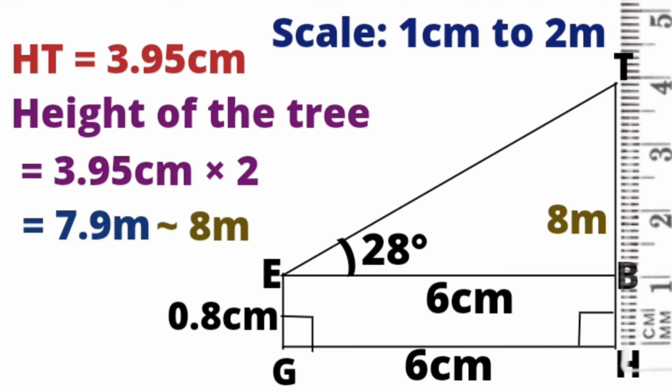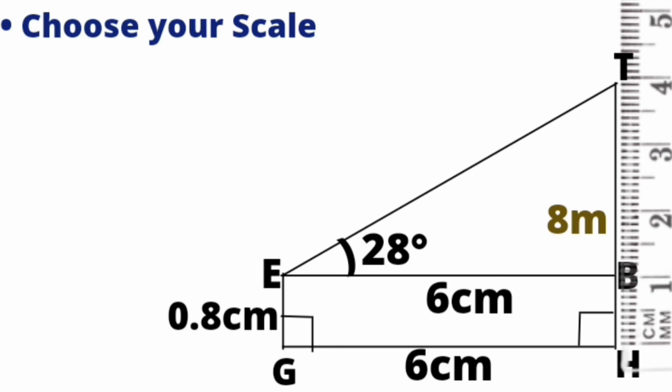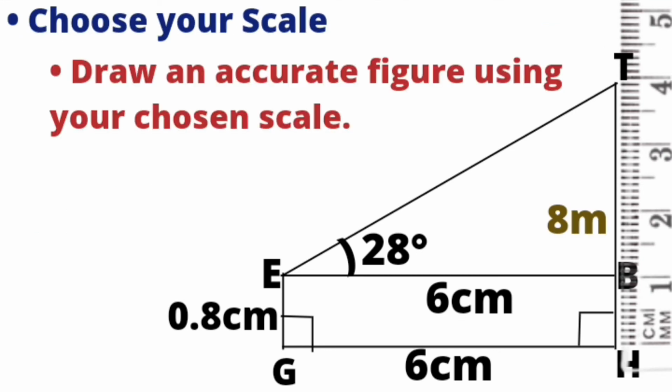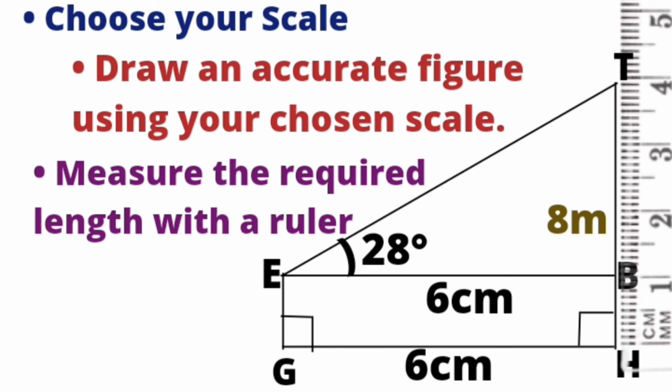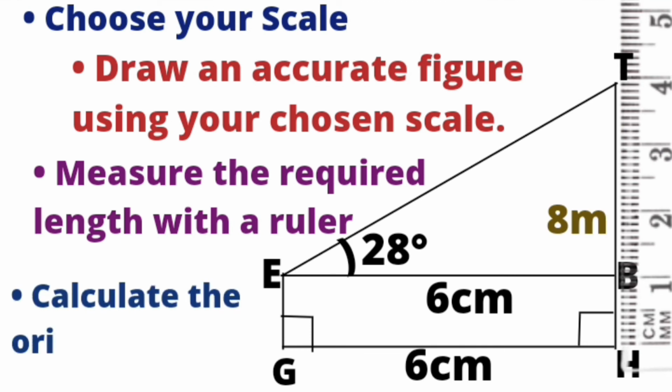So don't forget, if you're asked to find length or height using angle of elevation or depression, first, choose a scale. Secondly, draw an accurate figure using your chosen scale. If you have done so, measure the required length with a ruler. And lastly, you calculate the original length using the scale. I hope you understand this.